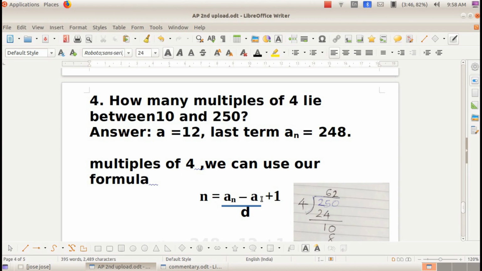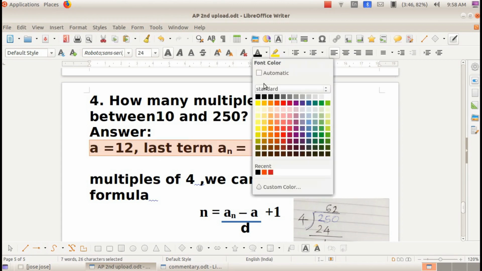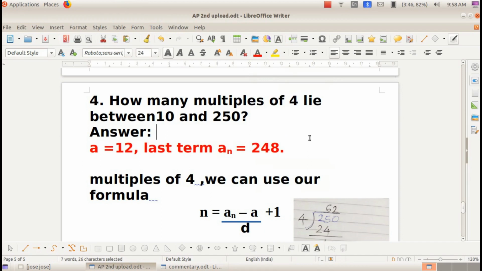Okay, our next question. How many multiples of 4 lie between 10 and 250? This is an important question. Almost every year we see this type of question in your board examination. So this question is very, very important. The meaning of the question: how many multiples of 4 are there in between 10 and 250?